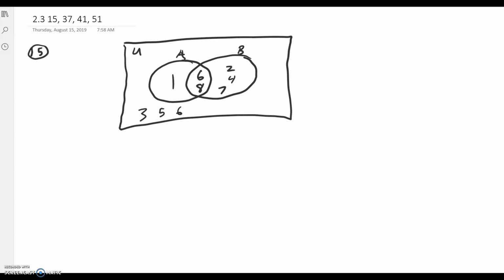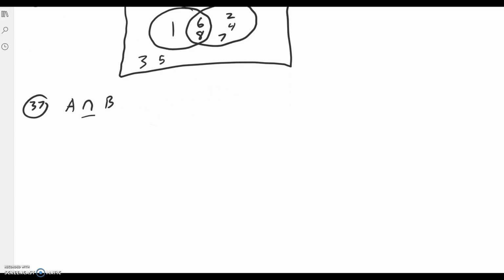Now let's check. Does A have 1, 6, and 8? Yes. Does B have 2, 4, 6, 7, 8? Yes. Does the universal set, which is everything, contain all the numbers from 1 to 8? 1, 2, 3, 4, 5, 6, 7, 8, except we don't need 6, so it's a good thing we checked. So it looks like we're done.